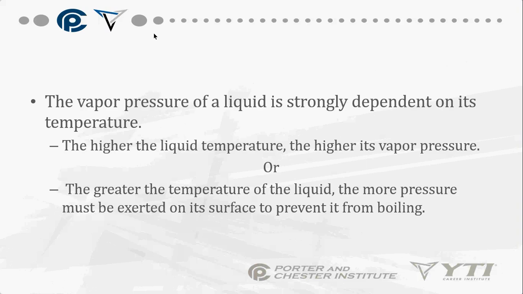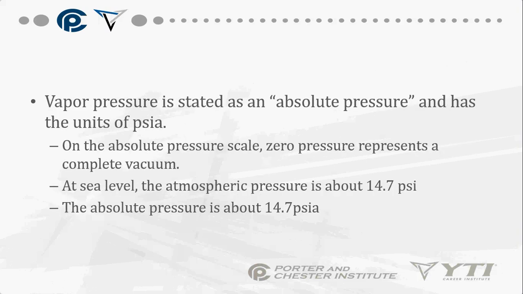The vapor pressure of a liquid is strongly dependent on its temperature. The higher the liquid temperature, the higher its vapor pressure; or, the greater the temperature of the liquid, the more pressure must be exerted on its surface to prevent it from boiling. Vapor pressure is stated as an absolute pressure and has the units of pounds per square inch absolute. That's what PSIA stands for. On an absolute pressure scale, zero pressure represents a complete vacuum.